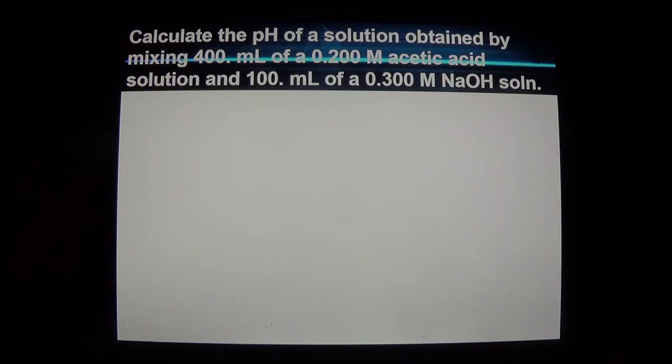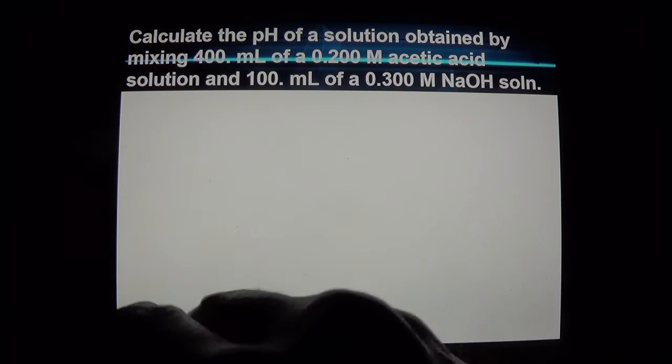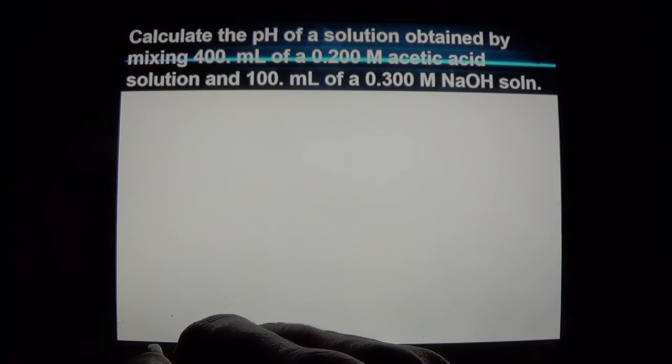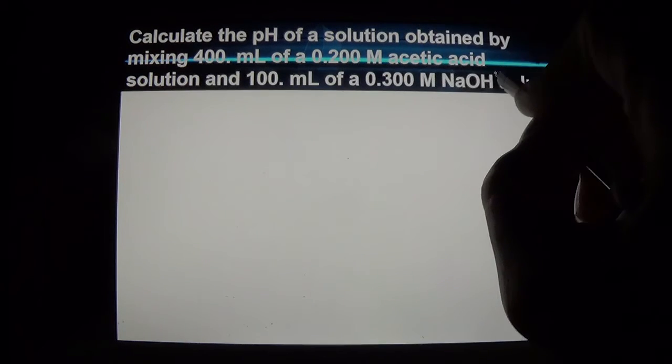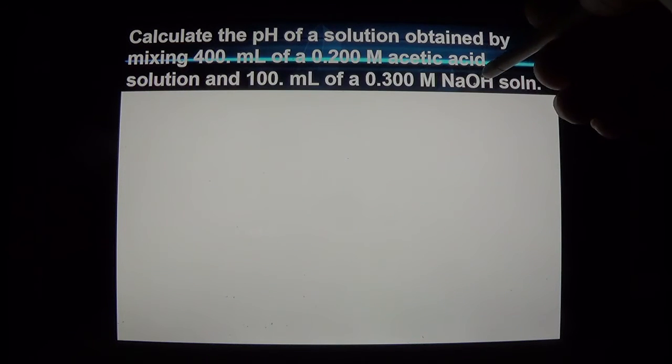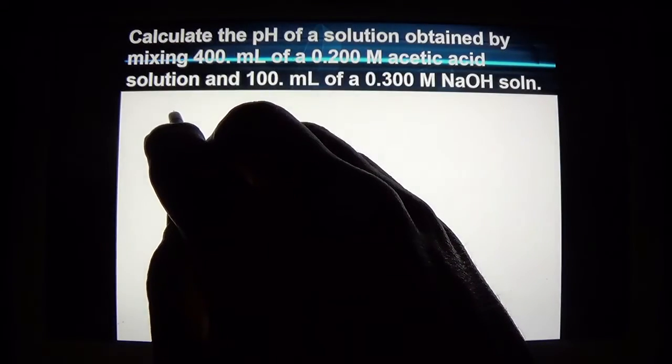Okay, let's talk about this. We want the pH of a solution attained by mixing 400 milliliters of a 0.200 molar acetic acid solution and 100 milliliters of 0.300 molar sodium hydroxide. First off, this is very different than what we've been doing so far, because this is a neutralization reaction. I am neutralizing acetic acid with some sodium hydroxide. Now, I don't know if I'm neutralizing completely to get to 7. I may not ever get to 7. But some of the acid and some of the base is going to react to give me a salt and water.